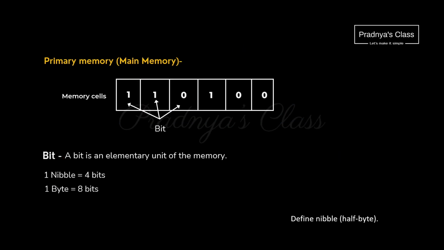We got to know the smallest unit of memory is the bit. In a computer, a bit can be 1 or it can be 0. We know that a computer understands only binary language, that is nothing but bits 0 and 1.